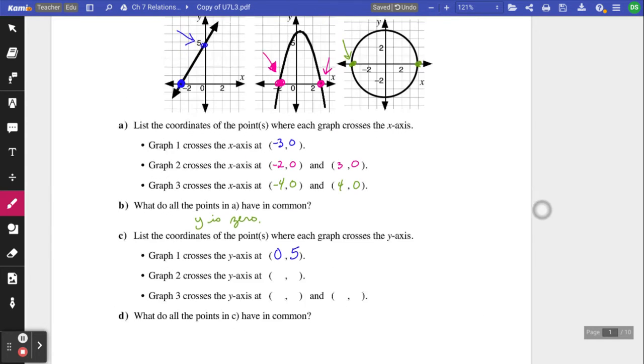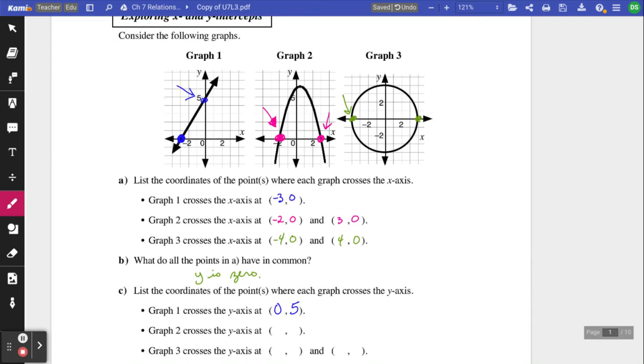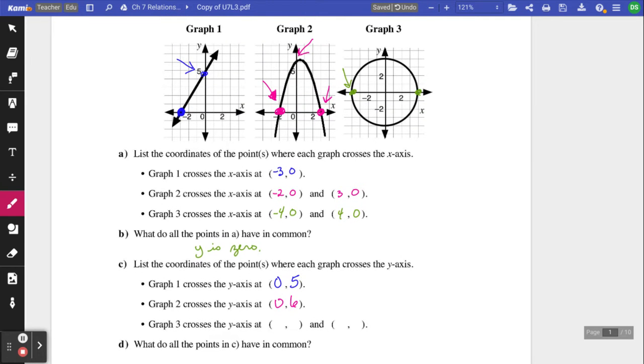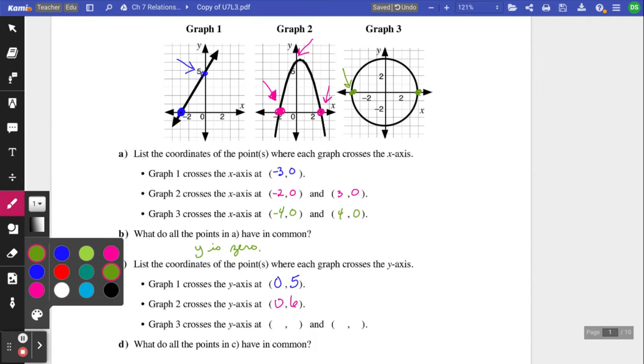Just go up 5. Okay, how about where does graph 2 cross the y-axis? What is this point? (0, 6). Right. Don't go left to right. Just go straight up to 6. You following, Noah? Yep. And how about graph 3? Where is it? What are the coordinates of the y-intercepts on graph 3? (0, 4) and (0, -4).